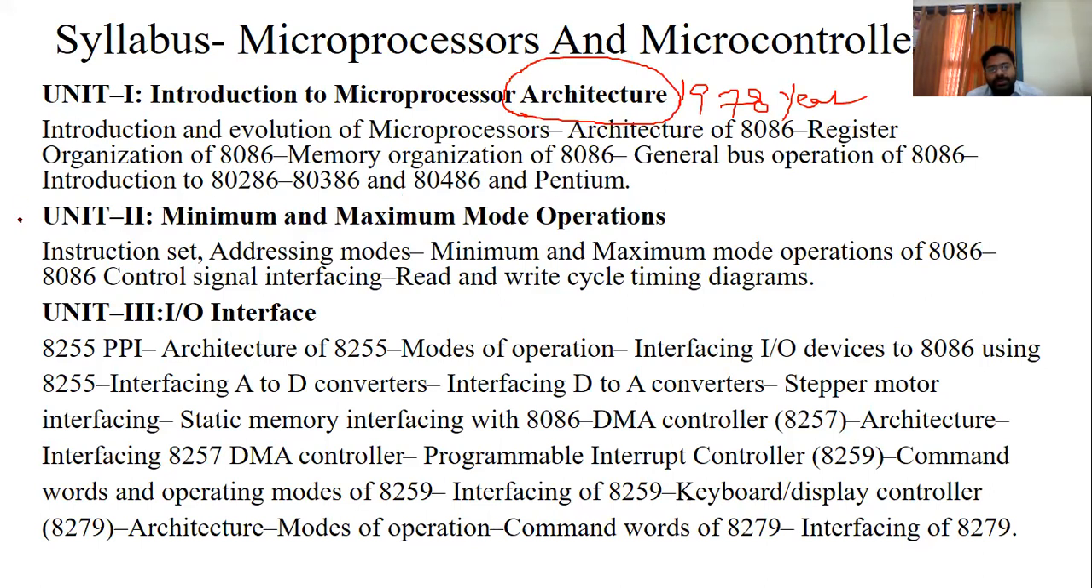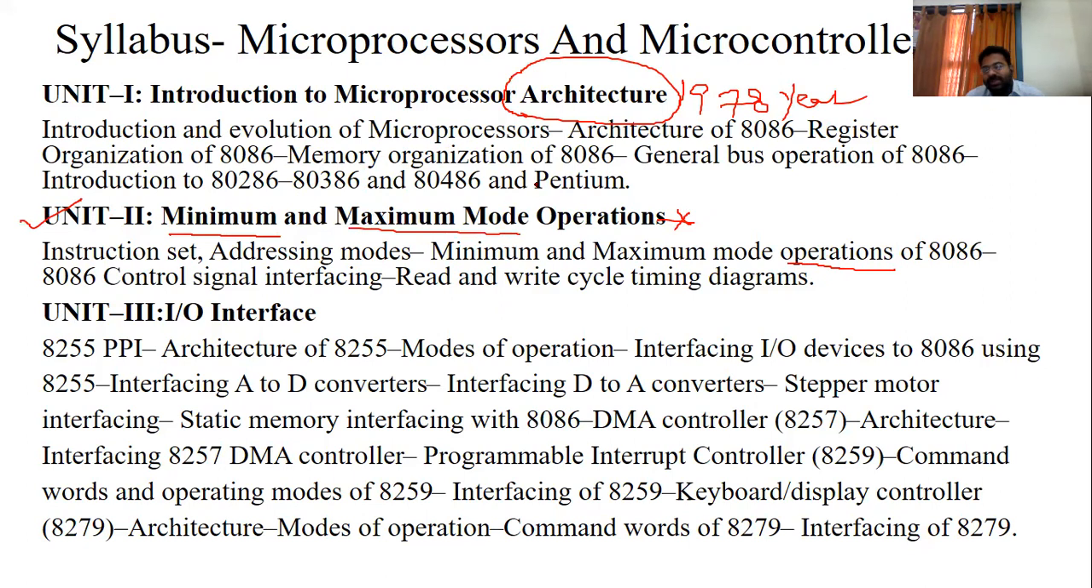Then you come to unit 2. It is an important one. This covers the operation of the microprocessor, how this microprocessor will work. Microprocessors work in 2 different modes, minimum mode as well as maximum mode.